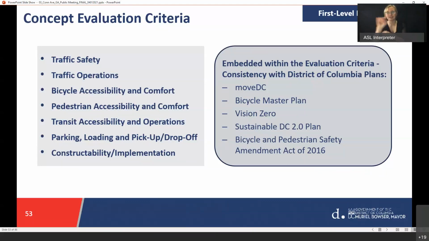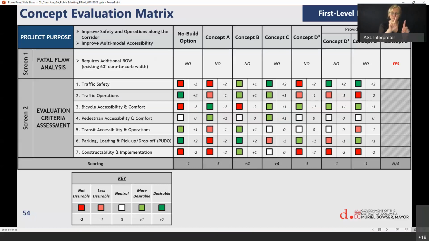We did develop a concept scoring matrix to compare alternatives. We were fairly objective in trying to score each of these. The evaluation wasn't weighted, as the corridor has varying needs and scoring is relative to each of the concepts. So the first screen that we did was a fatal flaw analysis. So really anything that was outside of the 60-foot right-of-way, and the only concept that failed to do that was concept E.